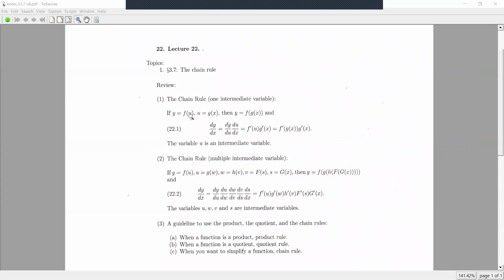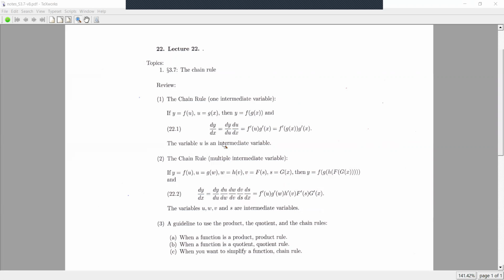If y depends on u and u depends on x, then y depends on x. Therefore, y is a function of x. The chain rule says that the derivative of this function is equal to the derivative of this function times the derivative of this function. dy dx means derivative of this function. dy du is the derivative of this function. And du dx is the derivative of this function.